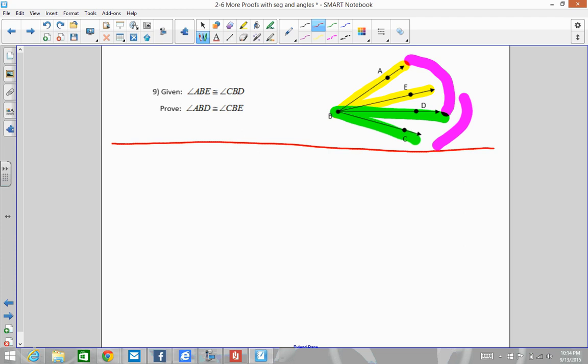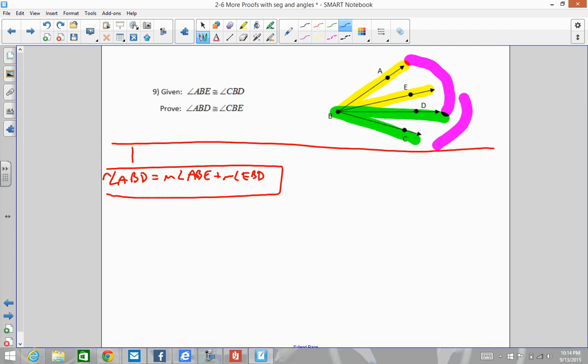Okay, there's my baseline. So again, I'm going to need to go with the whole angle. I need to bring angle ABD in. All right. So I'm going to start off with my angle addition. The measure of angle ABD is equal to the measure of angle ABE plus the measure of angle EBD. Okay. And so if I'm doing part plus part is equal whole, that's going to be my angle addition postulate.